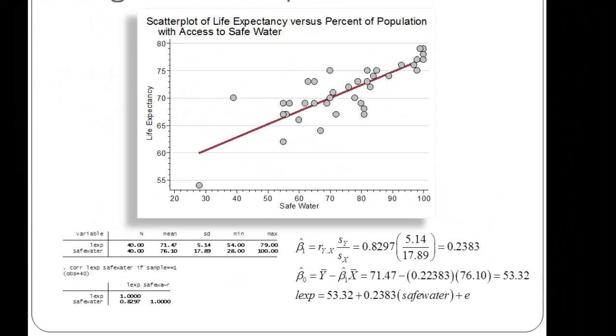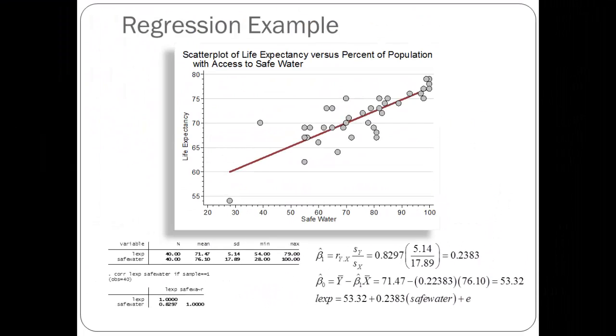And you can see from the graphic that knowing the percentage of a country with access to potable water allows us to make a better prediction about life expectancy, but not a perfect one. Let's interpret this a little bit. Well, this says that if a country has no potable water, that is, if safe water is equal to 0, that life expectancy is equal to 53.32 years.